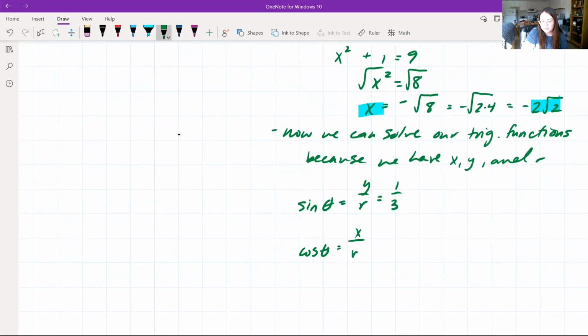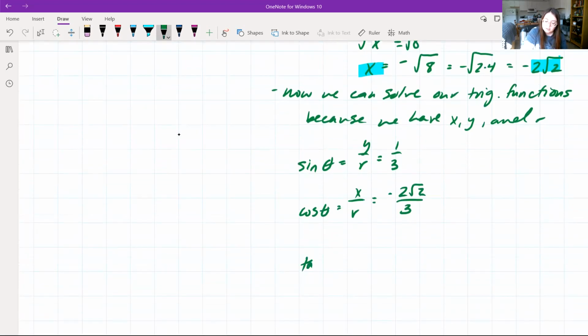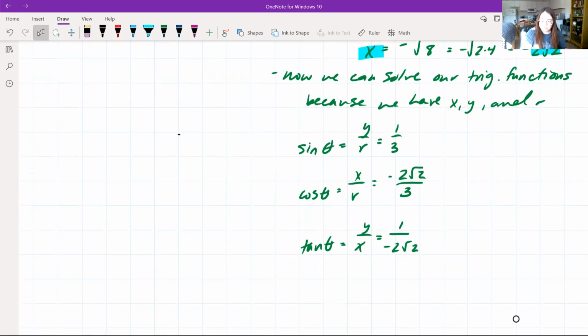Cosine of theta is x over r, so we're getting negative 2 square root 2 over 3. Tangent of theta is y over x. So this is going to end up being y over x, so y is 1 and x is negative 2 square root 2.